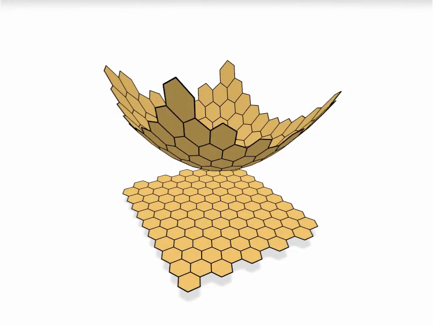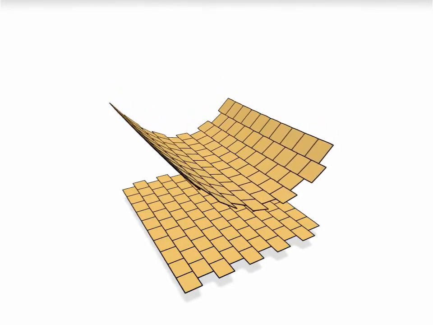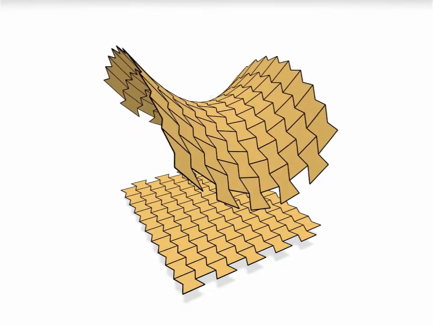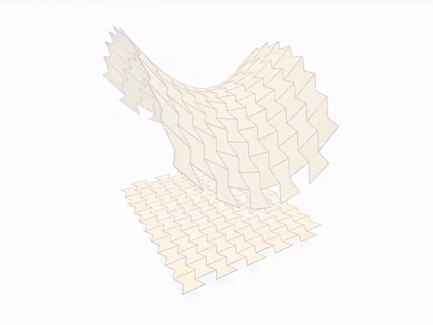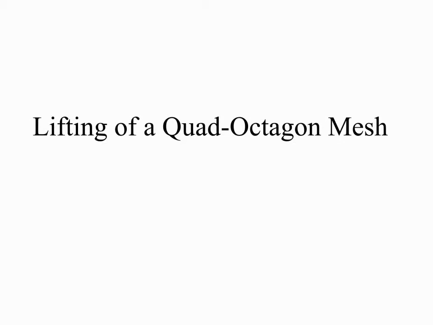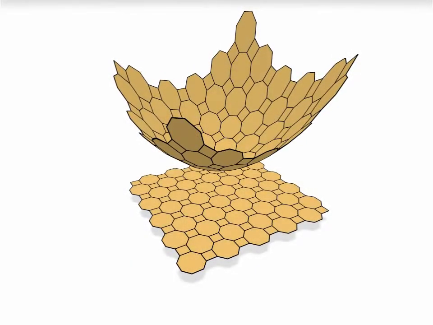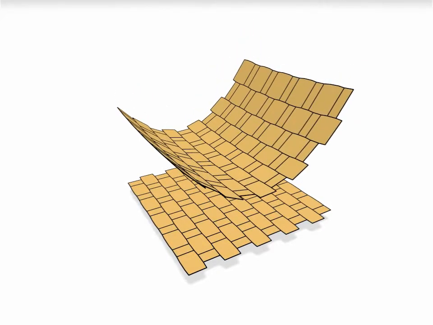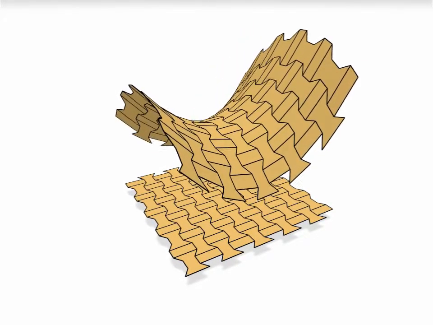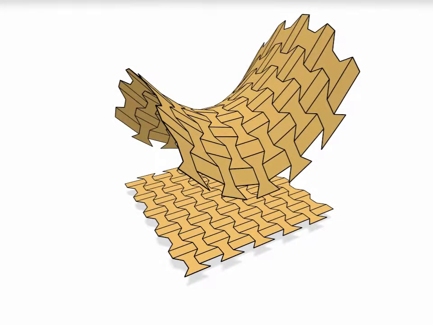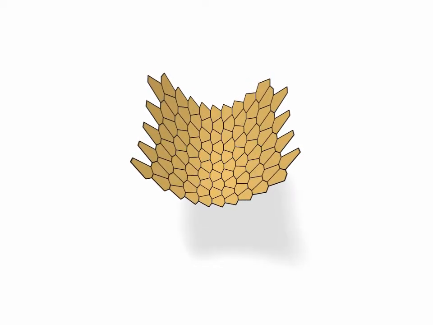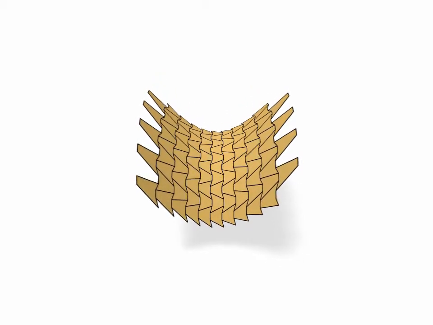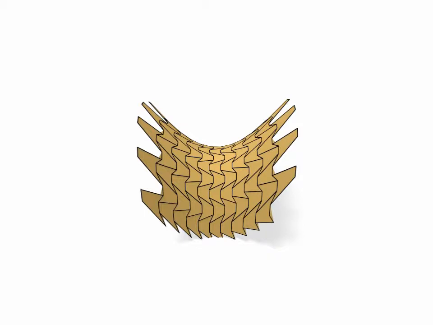Now we show a continuous deformation of this pattern onto a paraboloid, changing its Gaussian curvature from positive to negative. Note how convex faces become concave. Here we show a continuous deformation for the quad octagon pattern. As described in this paper, varying strip decompositions lead to different ways of tiling paraboloids. Again, note how convex faces become concave.